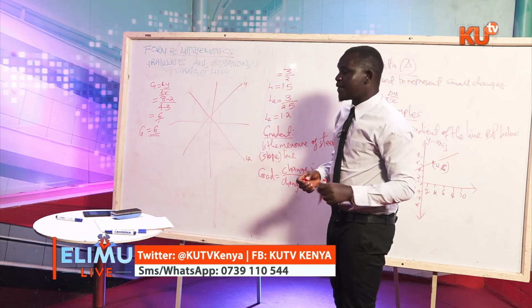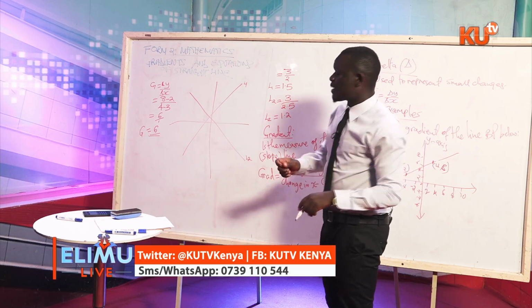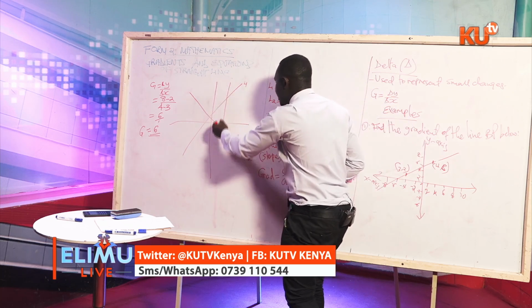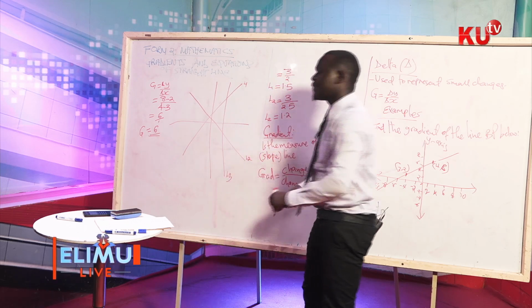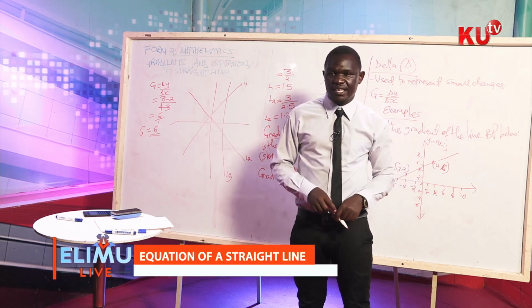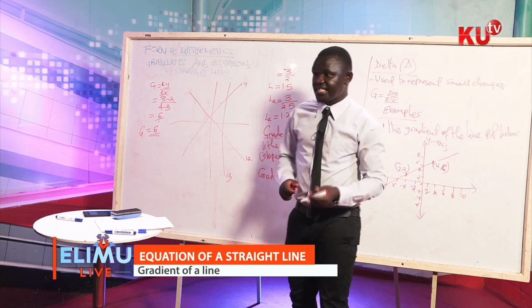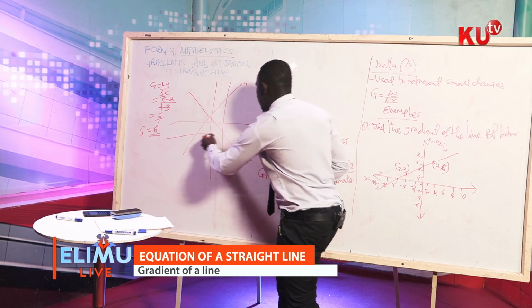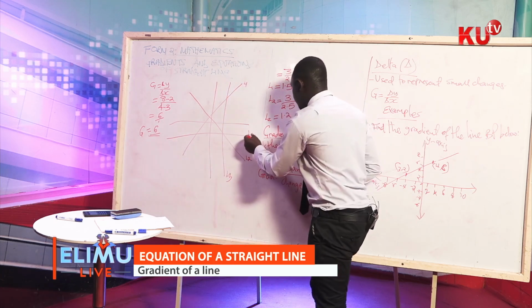I may also have another line that is parallel to the y-axis. Maybe this is the line. This line here is parallel to the y-axis. Allow me to call it L3. Then finally, I may have a line that is parallel to the x-axis. So the line parallel to the x-axis, simply, it is this line here. Allow me to call it L4.